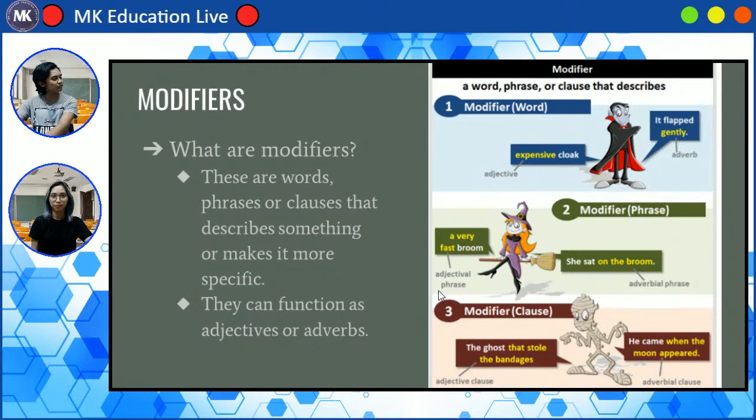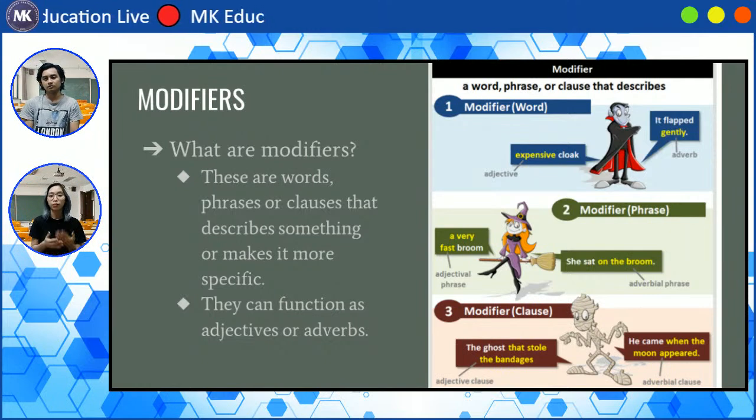Now, modifiers. Okay, so we are already done with e.g. and i.e. Now we will be talking about modifiers. So, what are modifiers? These are words, phrases, or clauses that describe something or make it more specific. That means they amplify words, phrases, or clauses, and they can function as adjectives or adverbs. So here in the picture, we have the first one. It modifies a word, okay? So it can be an adjective or an adverb.